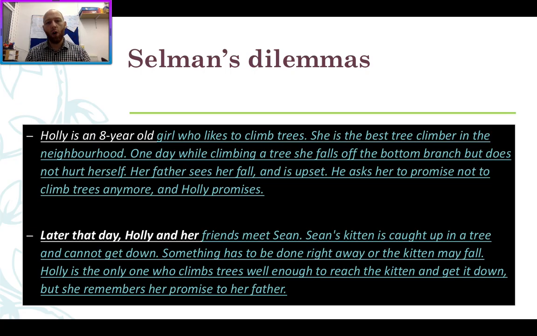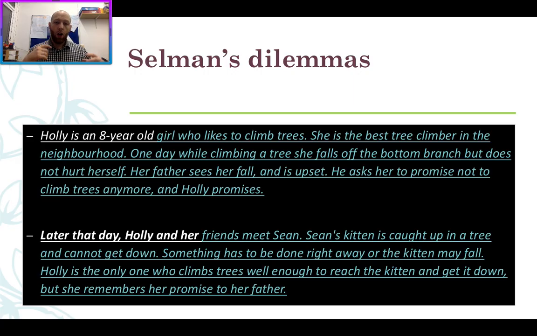So Holly is an 8-year-old girl who likes to climb trees. She is the best tree climber in town. One day she's climbing a tree and she falls from a low branch. She doesn't hurt herself, but her dad sees it and he freaks out, and he makes Holly promise that she will never climb a tree again. Later that day, Holly and her friends meet Sean. Sean's little kitten is stuck up a tree. She's the only one who can save him because she's the best tree climber in town.